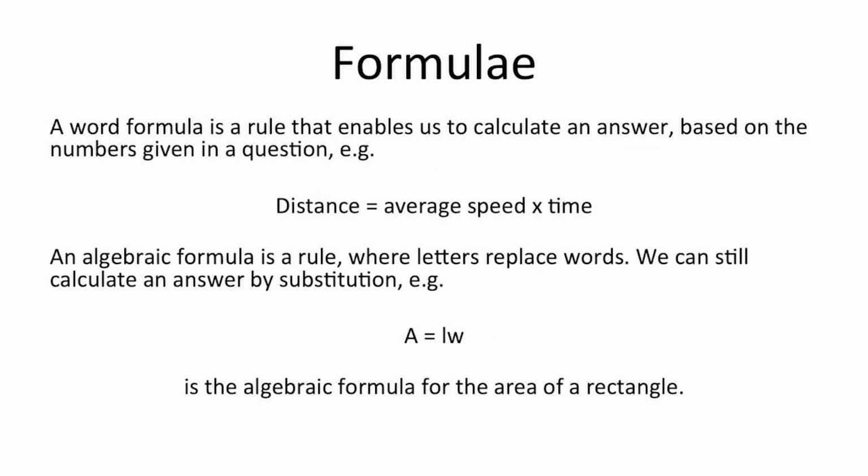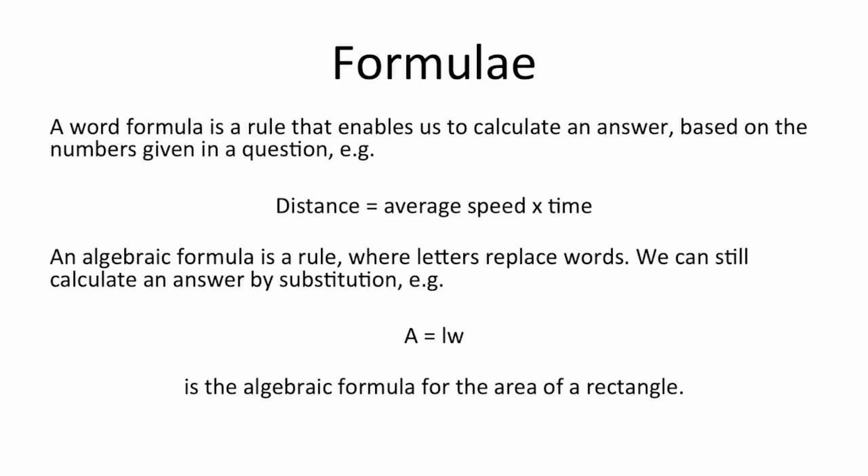A word formula is a rule that enables us to calculate an answer based on the numbers given in a question. So for example, distance equals average speed multiplied by time. An algebraic formula is another rule, but one where letters replace words. We can still calculate an answer by substitution.